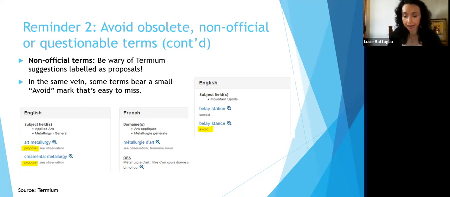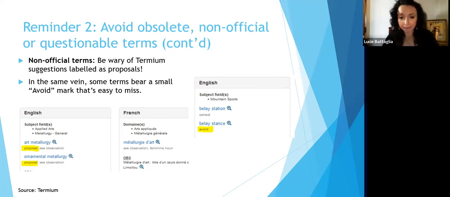Reminder number 2, again, as for non-official terms, this is for Termium especially. I don't know if you've ever noticed the little marks in gray underneath the terms that say either correct, proposal, or avoid. You want to be mindful of those. If something says proposal, you want to either steer clear of it or make sure it's used by your client or used on the web in general. But if you see avoid, then try to be mindful of that mark.